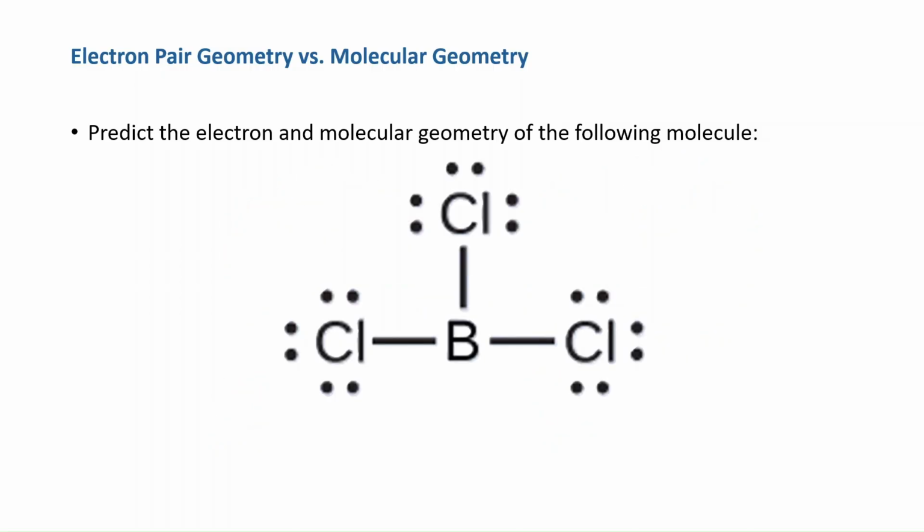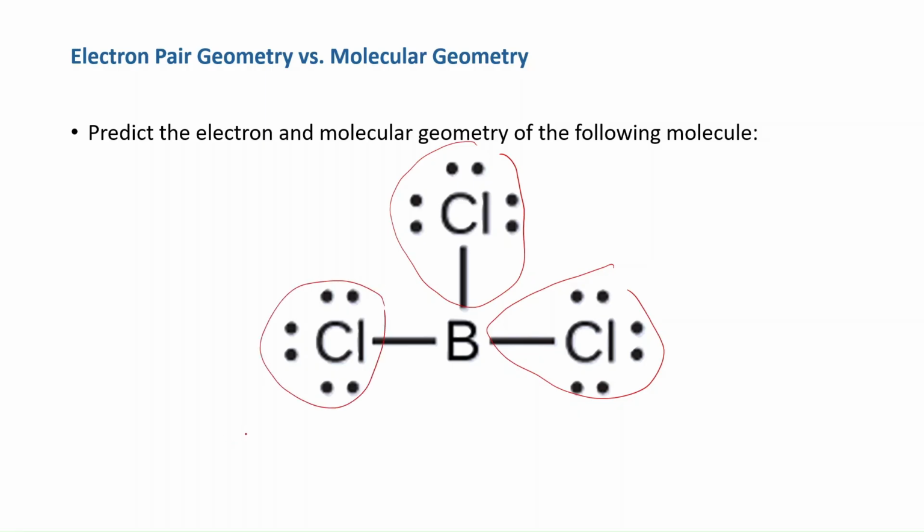In this particular case, we have 3 areas around the central atom. 1, 2, 3. So electron geometry, when you have 3, what do you call it? Trigonal planar. Molecular geometry, there are no lone pairs on the central atom, so it's going to be the same, trigonal planar.